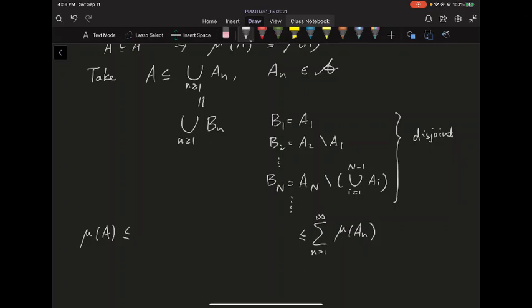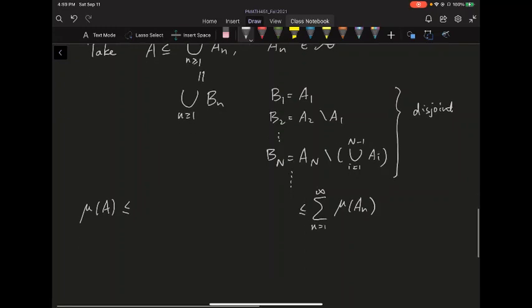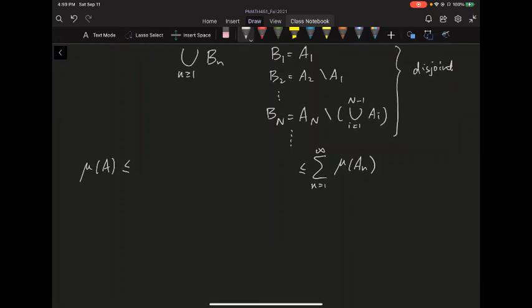Now we made this union of A_n into a bunch of B_n, and these B are disjoint, but they're not related to A yet. Okay, so how can I relate them to A? Well, how about let's take an intersection, okay? So let's let each C_n be equal to B_n intersect A. Sorry, all right.